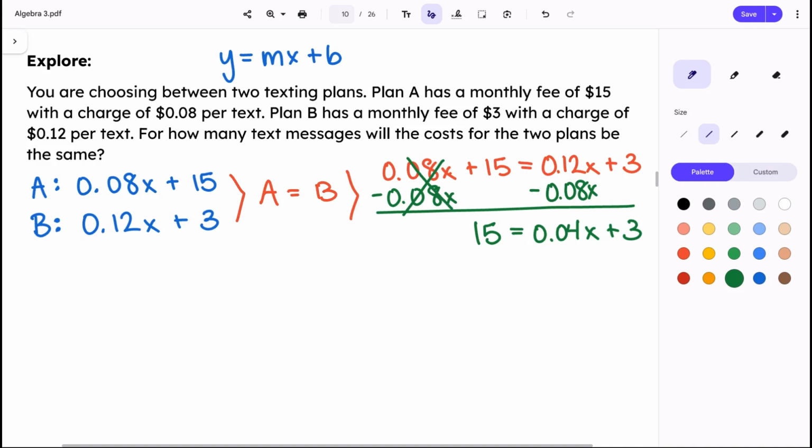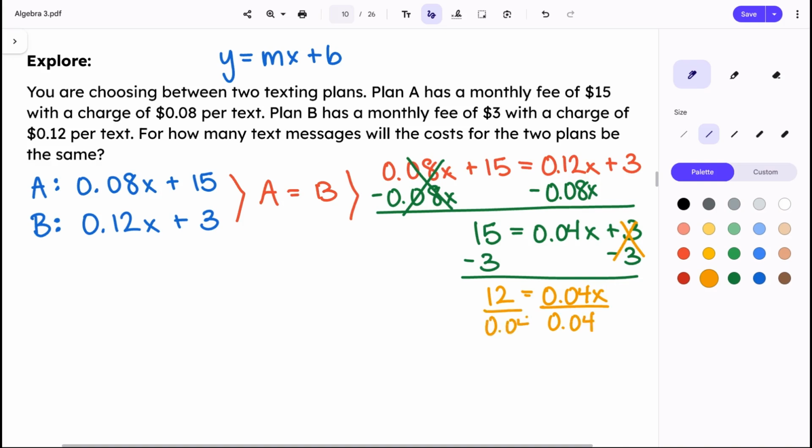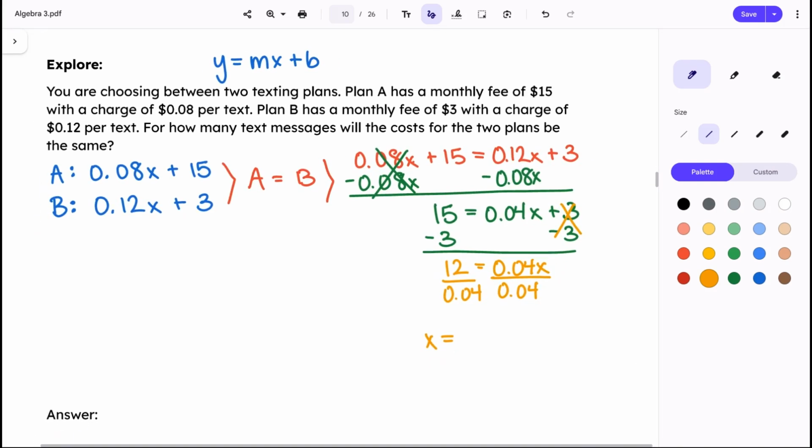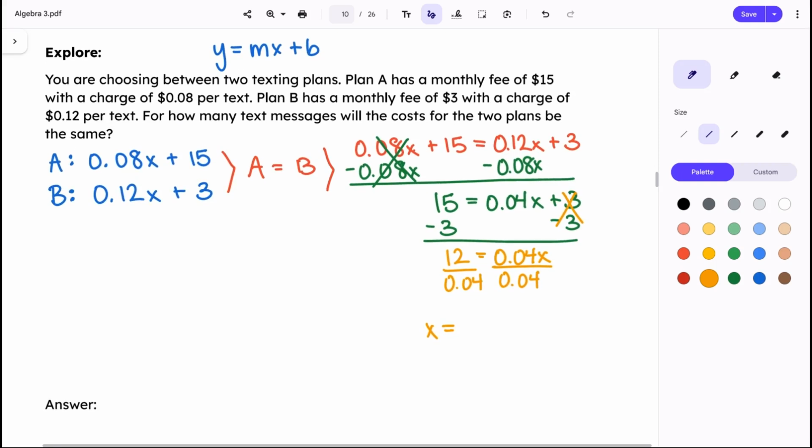Minus 3. So I have 12 equals 0.04x. Then you got to divide by 0.04. What's that going to come out to be? Well, you have a calculator right in front of you. What'd you get? 300.